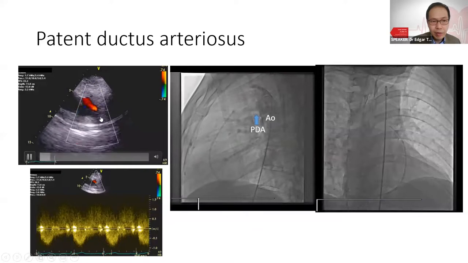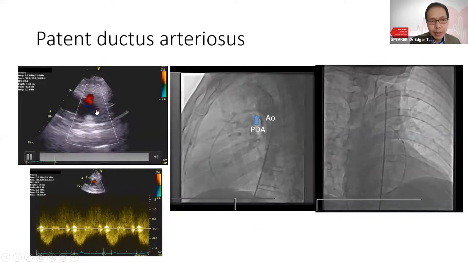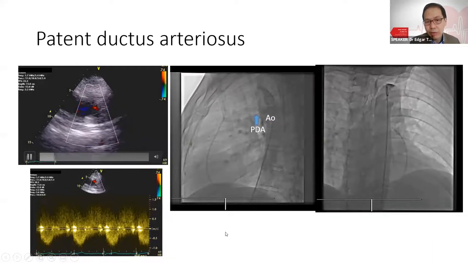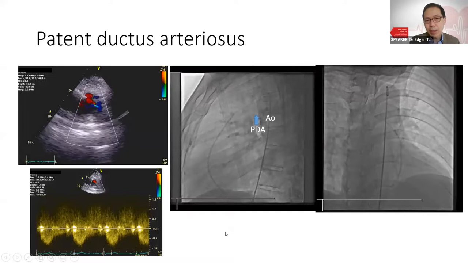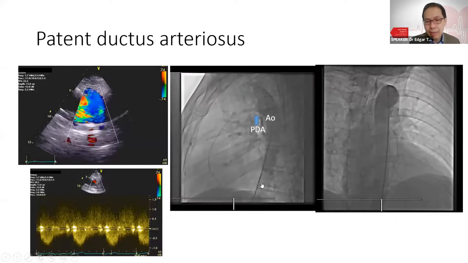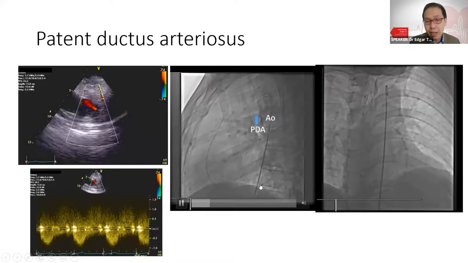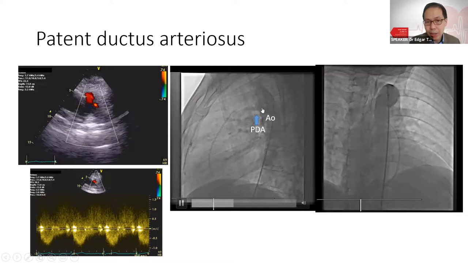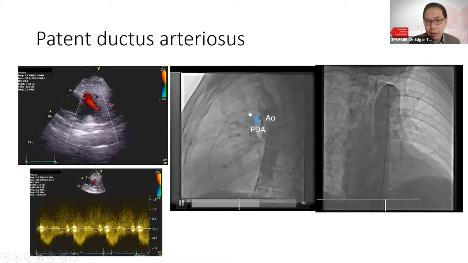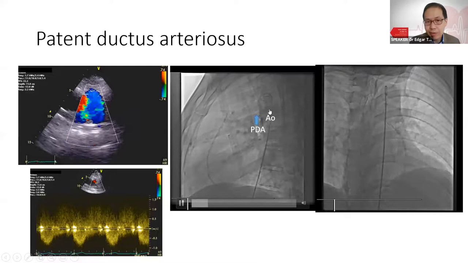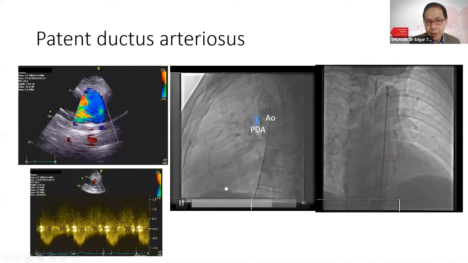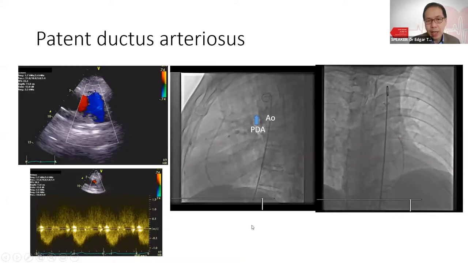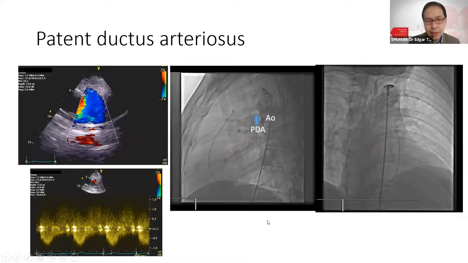It's important to first confirm it with an echocardiogram by imaging it. So you can see that this color jet is present. And if we go on to confirm it with angiography, here we have put a pigtail catheter from the femoral artery going to the aorta, where the AO is. And as contrast is being injected, you can see a little stream of contrast trying to make its way from the left, which is the aorta, into the pulmonary artery where the other catheter is. And so this allows us to confirm that the patient truly has a persistent or patent ductus arteriosus.